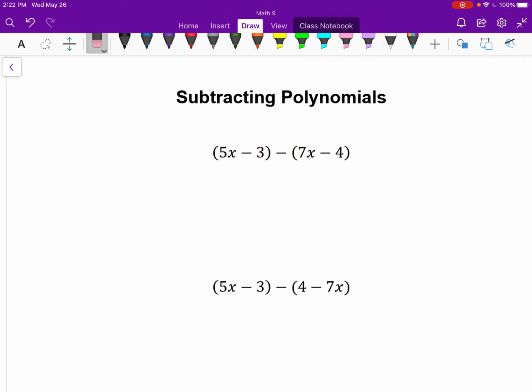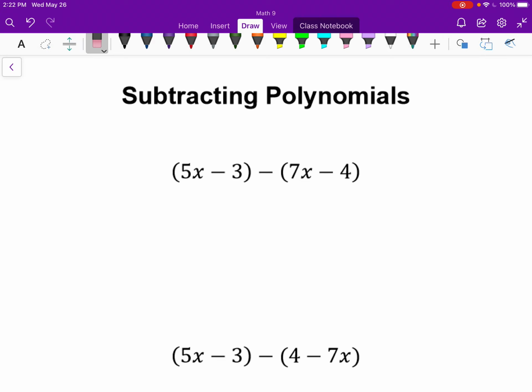And so I'll mention this first one in two different ways. Hopefully both make sense, but maybe there's one that seems a little more straightforward. One thing I could do is, again, look for like terms. I have 5x here, and I have 7x here. They are like terms. But I'm subtracting these binomials. So I need to think about 5x minus 7x. And 5 minus 7 is negative 2. And so 5x minus 7x is minus 2x. There's my first step.